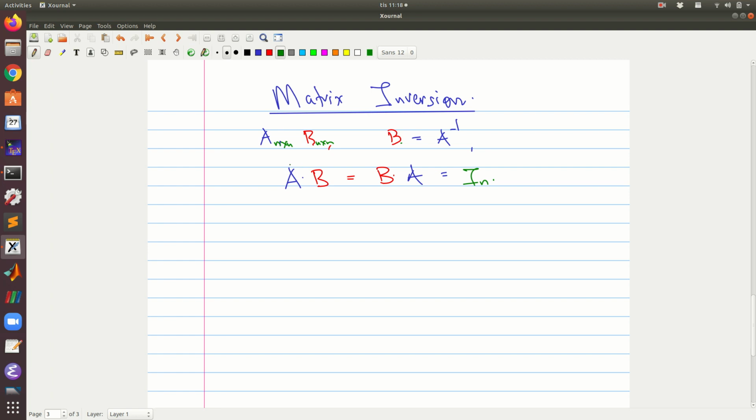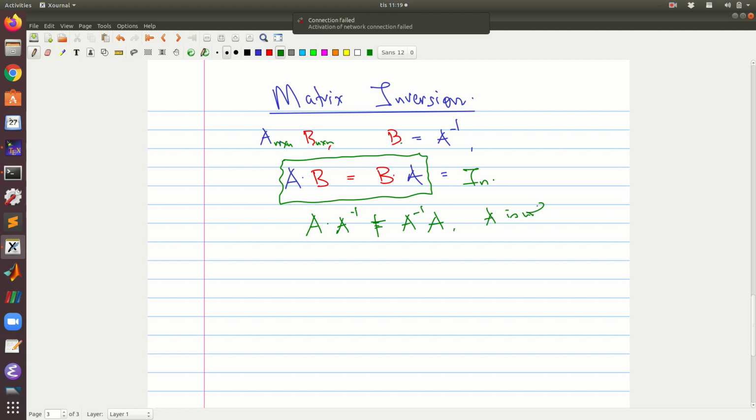So this condition here is going to rule out matrices which are not square, because A times A inverse won't be equal to A inverse times A if A is not square, i.e. these will most likely not be conformable for multiplication.